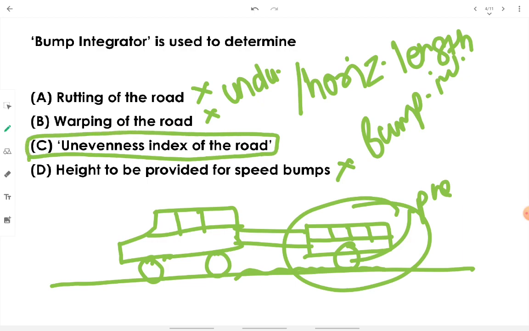How will the unevenness index be reported? More number of undulations per unit horizontal length means the road is more uneven. Less or zero unevenness: actually it is not possible to have zero undulations, but a small number of undulations, uphill and downhill slopes on the road, will be reported as the road being less uneven, more perfect. So that's all about the bump integrator.